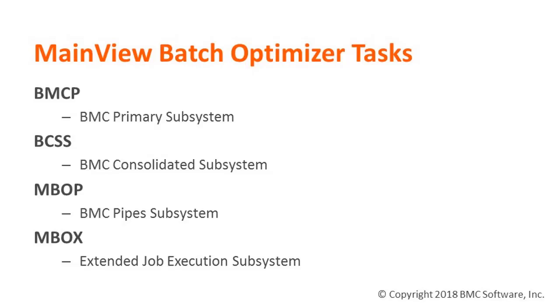The MainView Batch Optimizer infrastructure consists of 4 types of started tasks. These tasks are normally started during the IPL process of an LPAR and are intended to remain up until the next IPL cycle. Shown are the default 4-character subsystem IDs for each task. During this course, we'll refer to the default names. Now let's take a look at each of these tasks in detail.